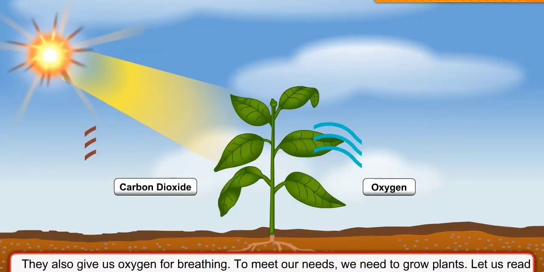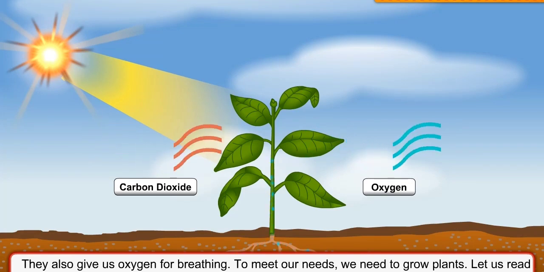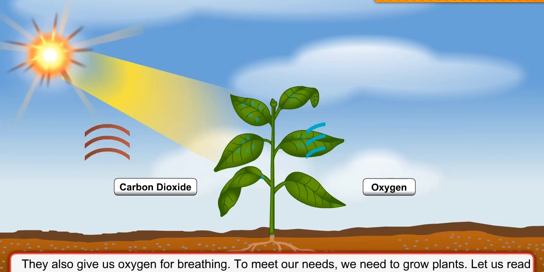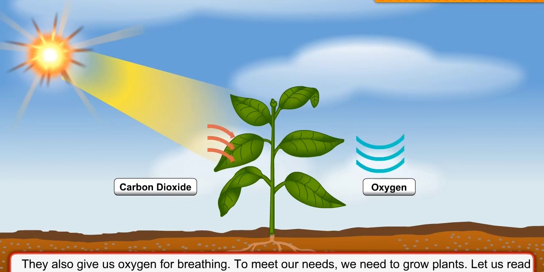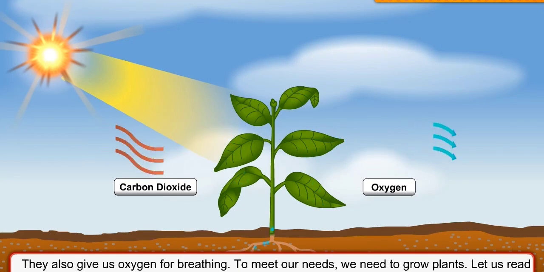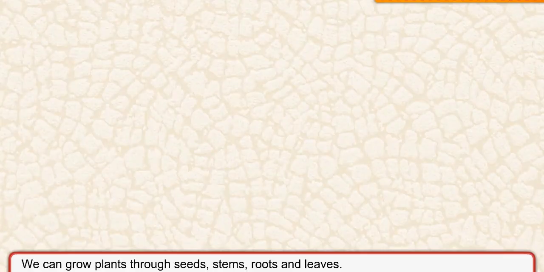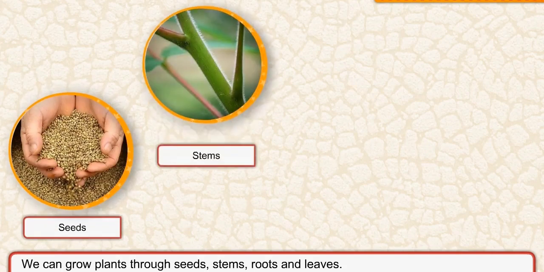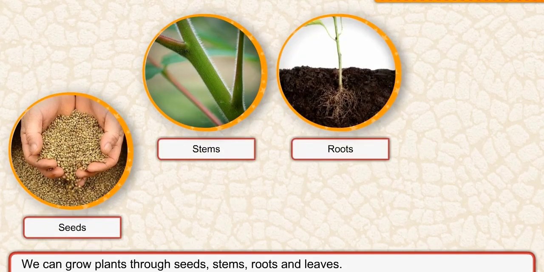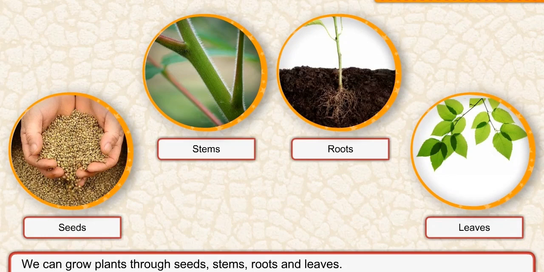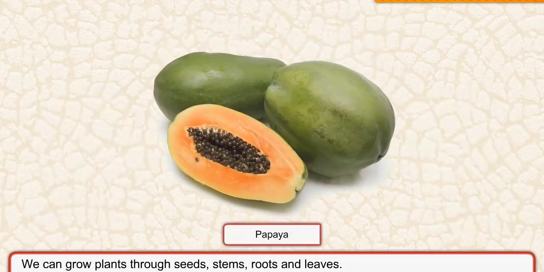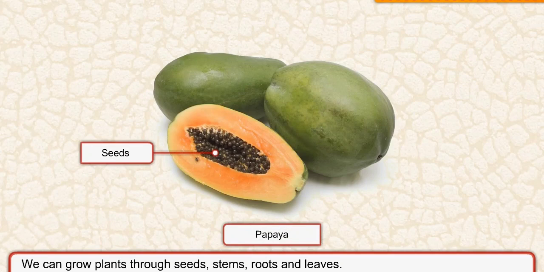To meet our needs, we need to grow plants. Let us read how we grow plants. We can grow plants through seeds, stems, roots, and leaves. Seeds are present inside fruits. New plants grow from seeds.